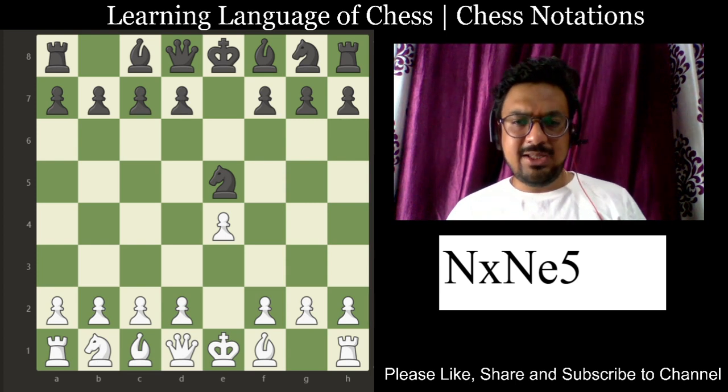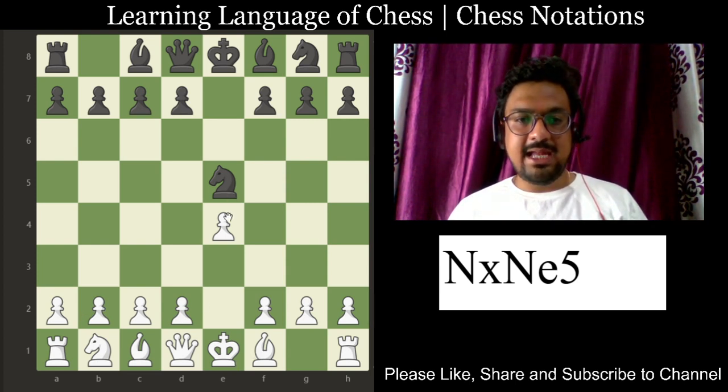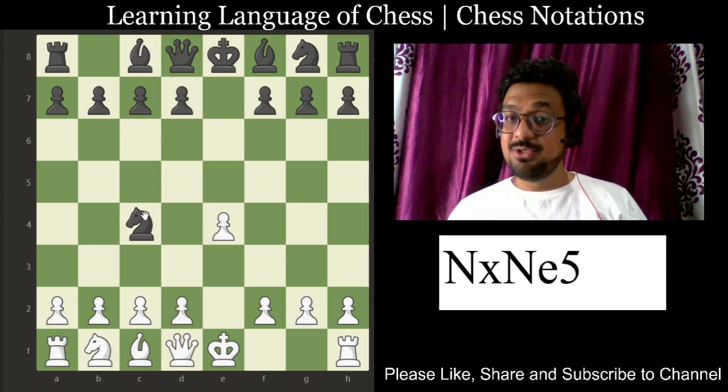So let's take one last example for this taking thing. Let's take an example: if white plays a bishop from f1 to f4 and then the knight takes this bishop. So now that the knight has taken this bishop over here, how will you write it?